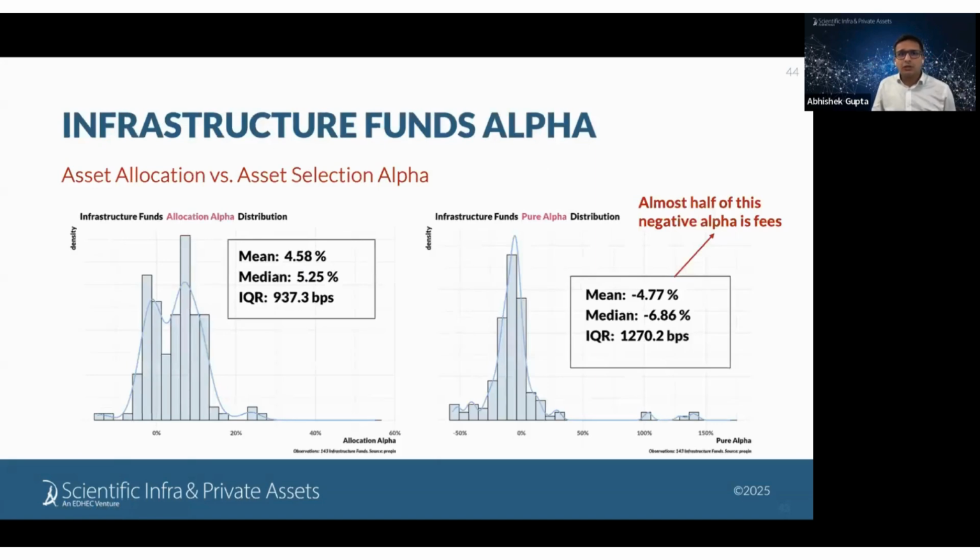We do the same exercise on infrastructure. Asset allocation alpha is close to the same number, 4.5 to 5%, and pure alpha is minus 4% to minus 6% median. And almost half of this negative alpha is due to fees. So the point that I made earlier, that picking investments is actually even more difficult, holds. Picking good deals is even more difficult in infrastructure because this average pure alpha is much more negative in comparison.